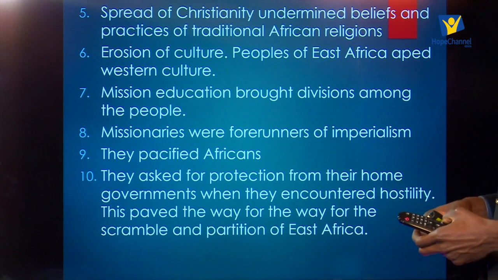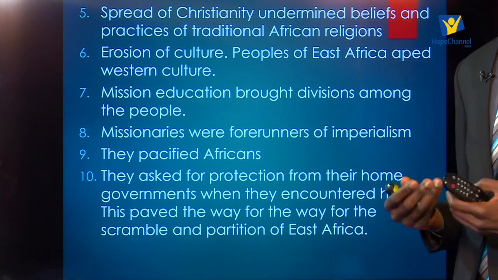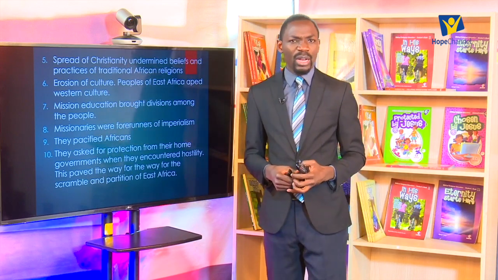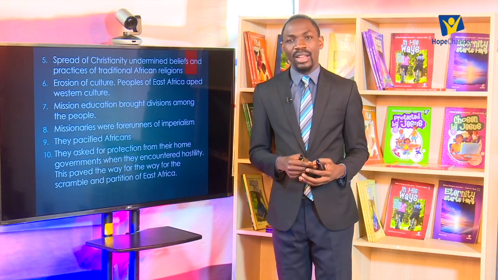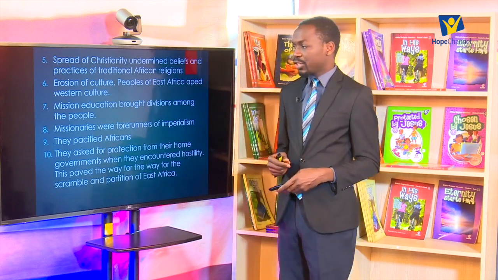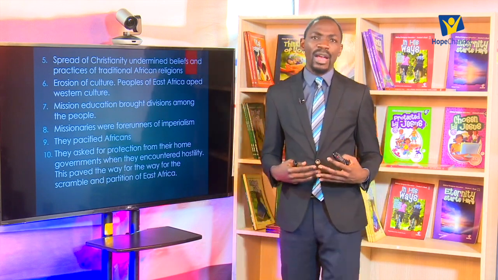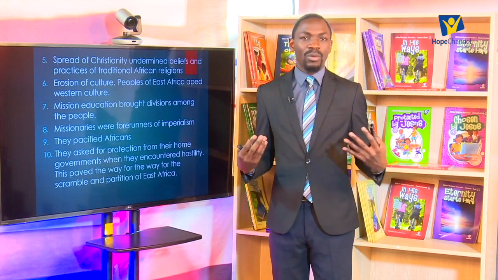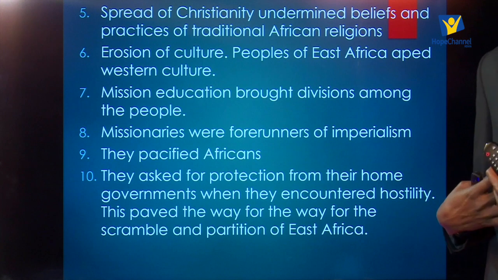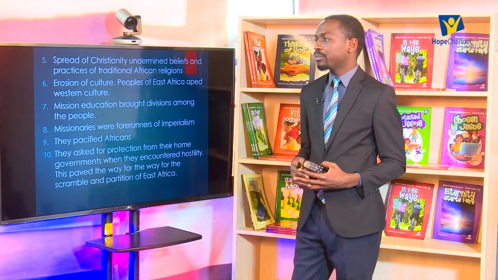There is also number 7, that mission education brought division among the people. That is to say, there were those Africans who were pro-education, and there were those who were anti-education. There were those who were against formal education, and there are those who are for formal education, all right? So that brought division. You realize that the main education for Africa was usually training people on how to live. But now this one here is coming to train them on how to work and to earn money and all that. So there was division among the people, and eventually that led to sadness and a break of understanding among the people.